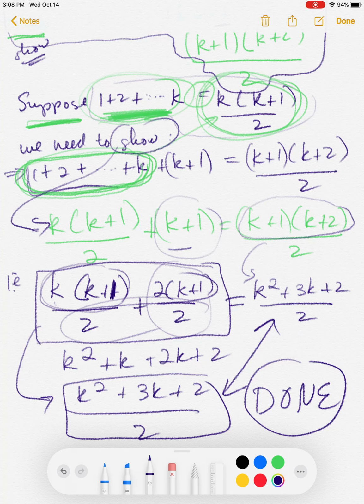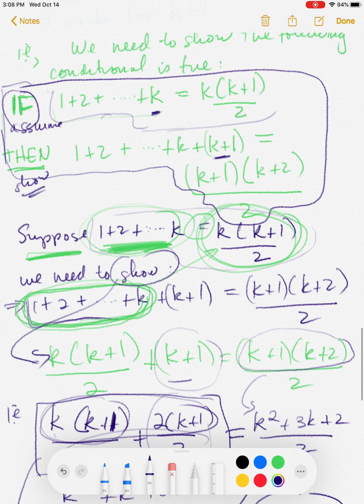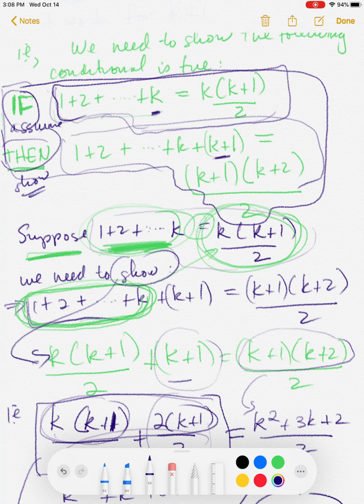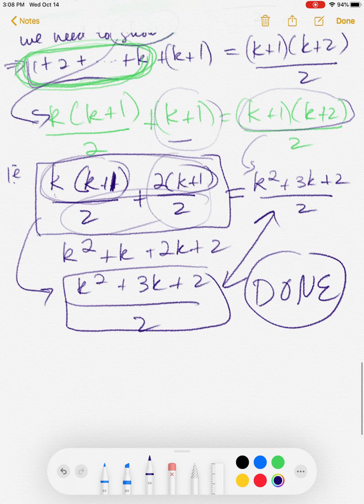Okay, what was happening there? What we did was we supposed that the claim was true for k, and on the basis of that supposition, we showed that it's true for k plus 1. We just had to do a little bit of algebra in there.